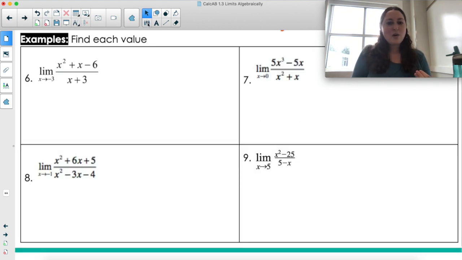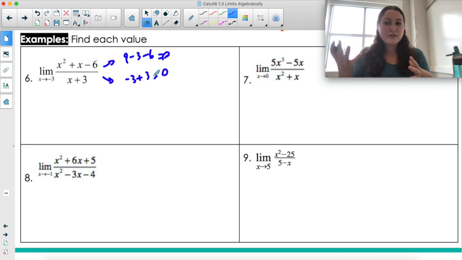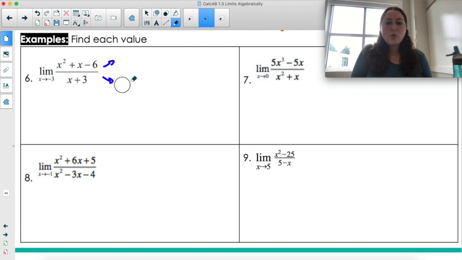Okay, so we want to find the limit as x approaches -3. If we were to plug in -3 like we've been doing, the numerator would go to 9 minus 3 minus 6, which is 0. And the denominator would go to -3 plus 3, which is 0. So we're left with 0 over 0, which is called an indeterminate form. It just means you can't divide by 0. It's not undefined, it's nebulous, it could be anything. So we don't have an answer from that.